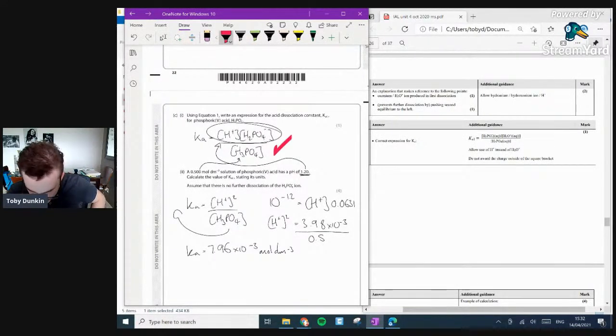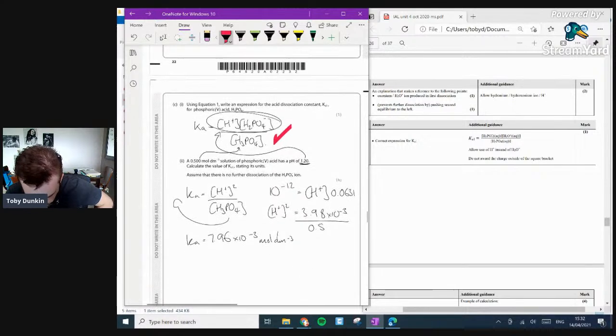Correct expression for Ka. Allow H plus. Do I need state symbols? Do they want the state symbols? No, they don't need them. Do not award the charge outside the square brackets. Yeah, that's okay. Understand that one.